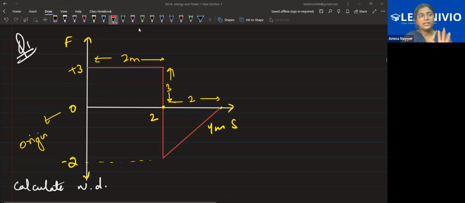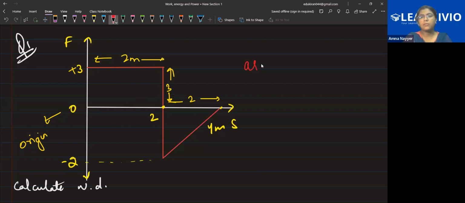All right, yes. Now see, you have to calculate the work done here. So force is given on one axis and we have the displacement on the other axis, right? Now one thing to remember: whatever area is above the principal axis is taken as positive, and whichever area is below the principal axis is taken as negative, right? So this one will be positive, this one will be negative. Now, what is the area of a rectangle? It's a simple rectangle. This is 2 meters, this is 3 meters.